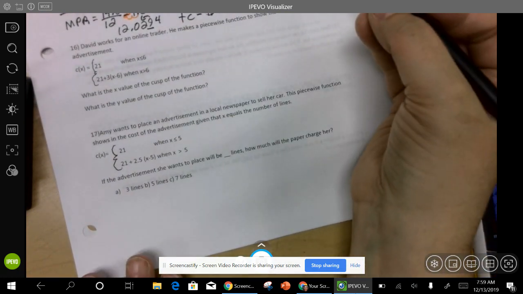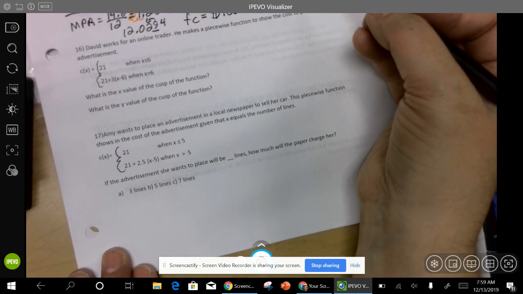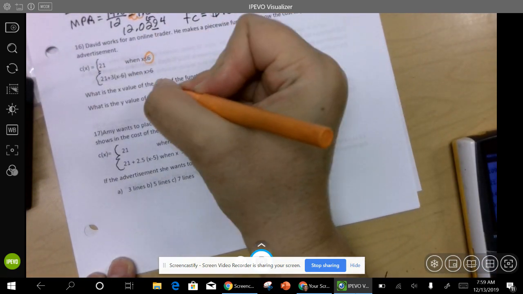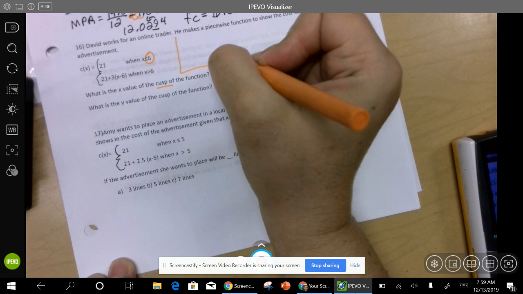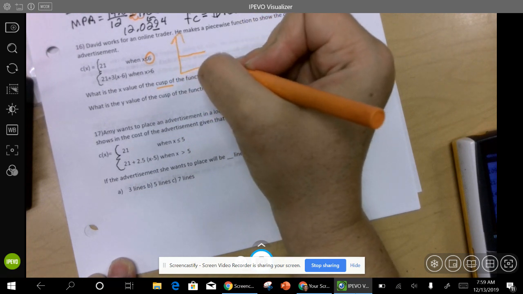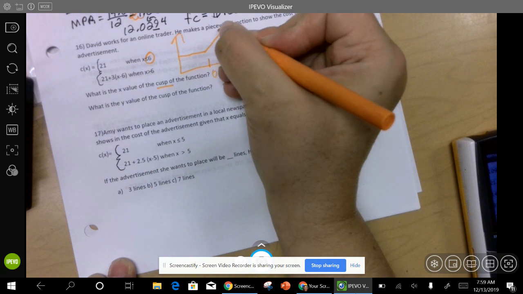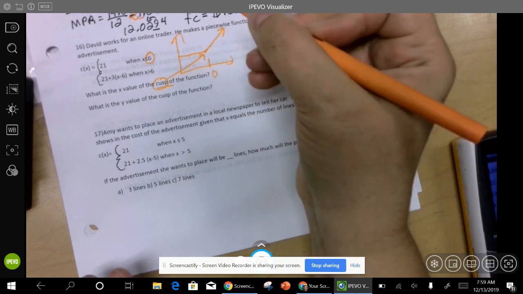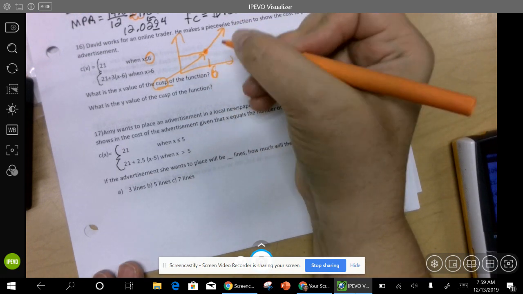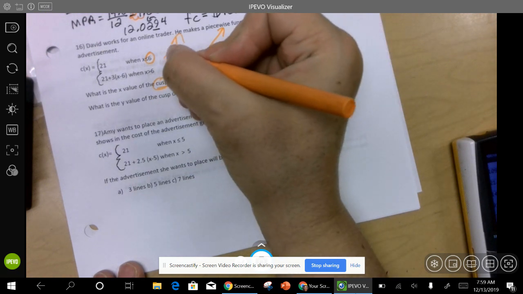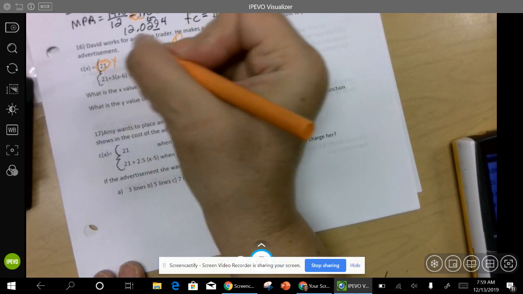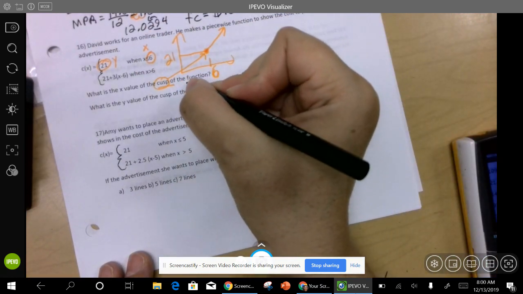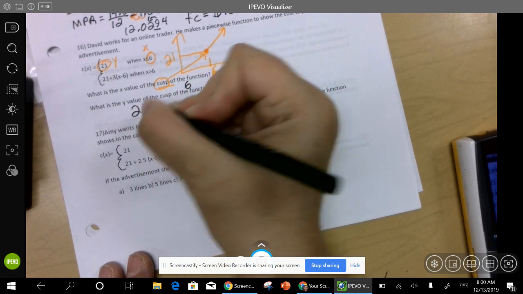He makes a piecewise function to show the cost to place his ads. What's the Y X value? So the X value of the cusp, okay, everybody's going to be this one. If I were to graph this out, we would have 6 right here. Okay, everybody, this is the cusp. The cusp, everybody remember, is where it changes direction. That's what I think of it as. So this would be right here at 6, and then the Y value of the cusp would be 21. Okay, so this is Y, this is our X. So the X value of the cusp is 6, Y value is 21.